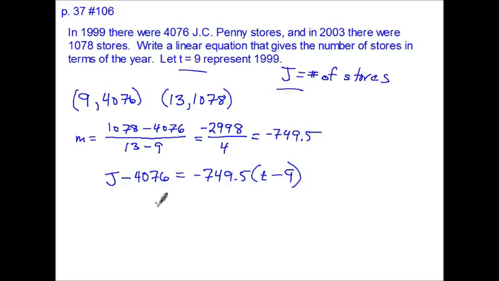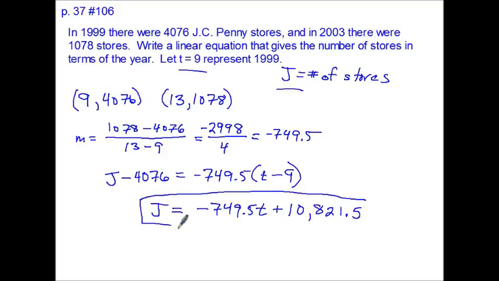And what we would get there is a final answer for our equation of j equals negative 749.5t plus, brace yourself, 10,821.5. And that would be our equation in slope-intercept form for the number of stores j based on the number of years since 1999 t.